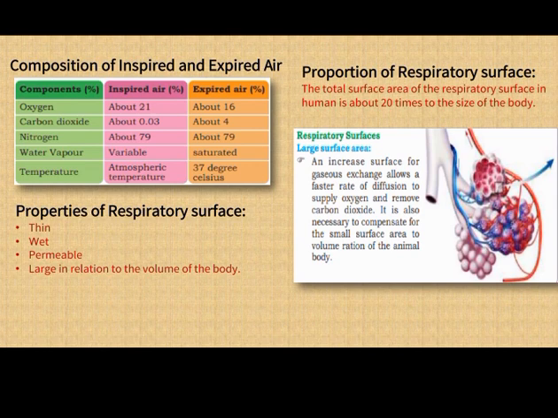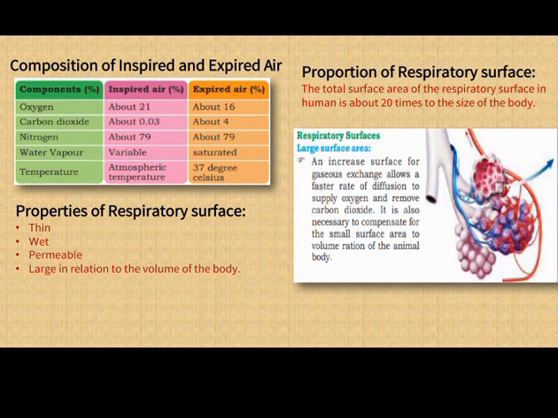The temperature of that inspired air is atmospheric temperature, but the expired air you breathe out contains about 16% oxygen, 4% carbon dioxide, and 79% nitrogen. There is no increase or decrease in nitrogen, and the air is saturated with water vapor at 37 degrees Celsius.